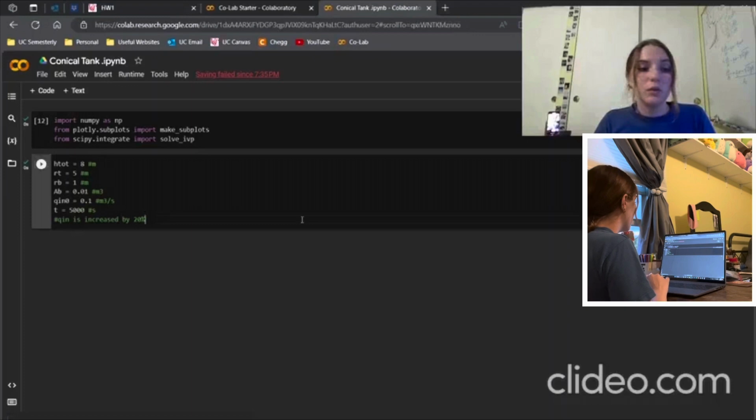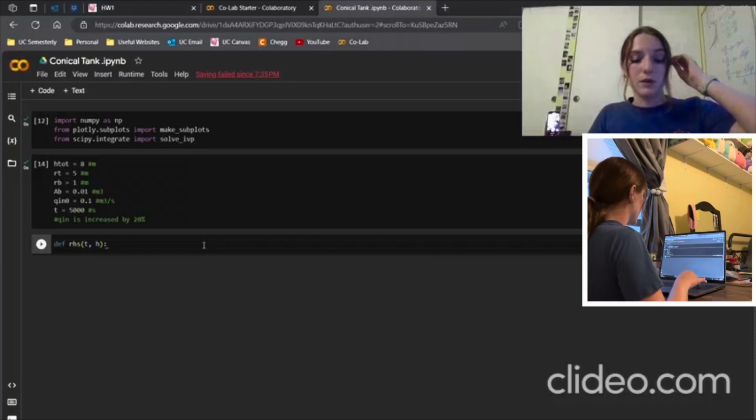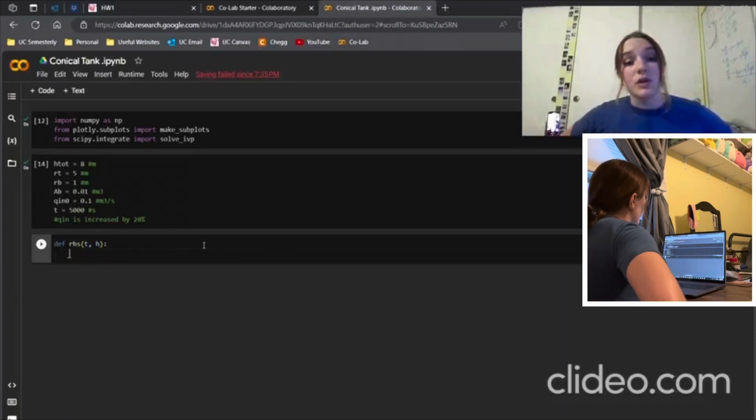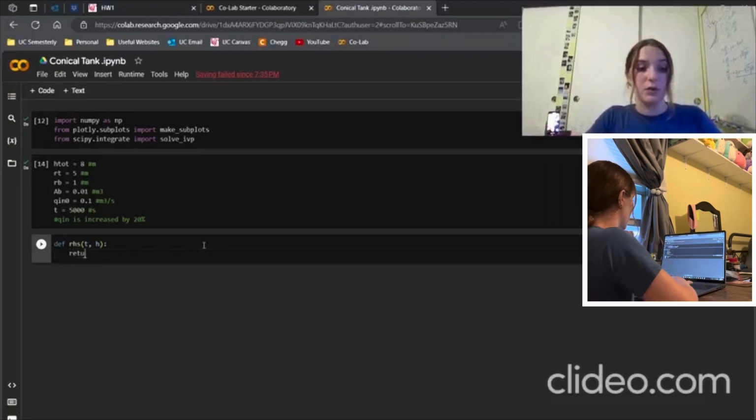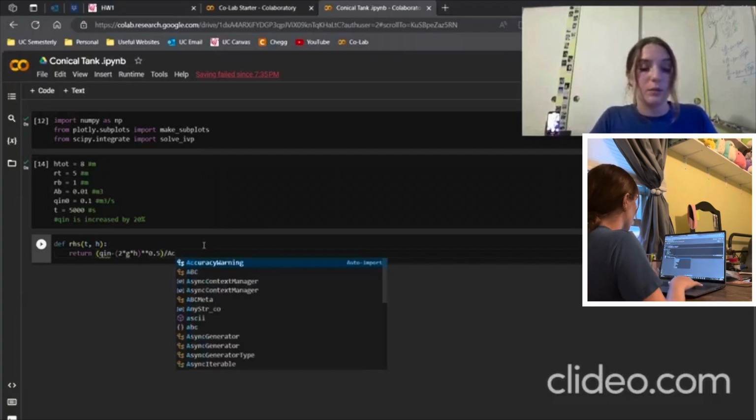Okay, so now we are ready to initialize the right-hand side of our equation. So we can define the right-hand side, and the right-hand side has to do with the time and the height, so we have to include those. And now we need to return the right-hand side of our equation. So we return Q in minus 2 times G times H, and this section will be raised to the 0.5 power, or taking the square root of it, and we divide all of this by A_C.